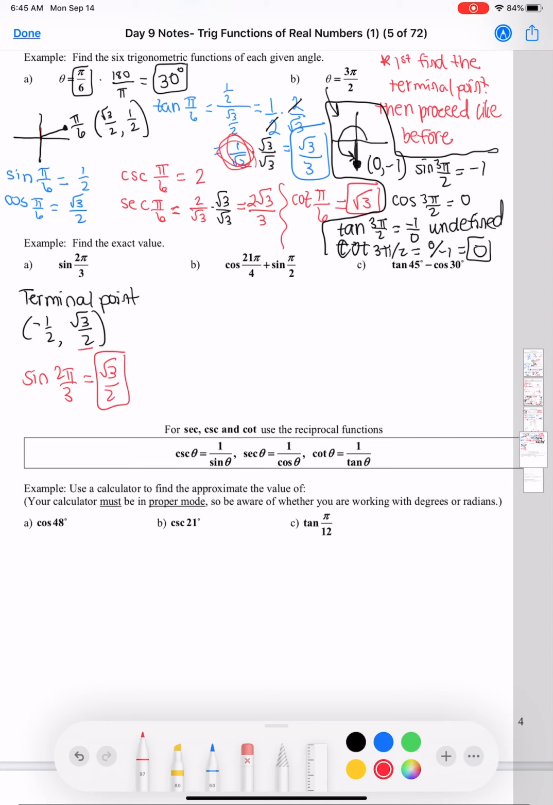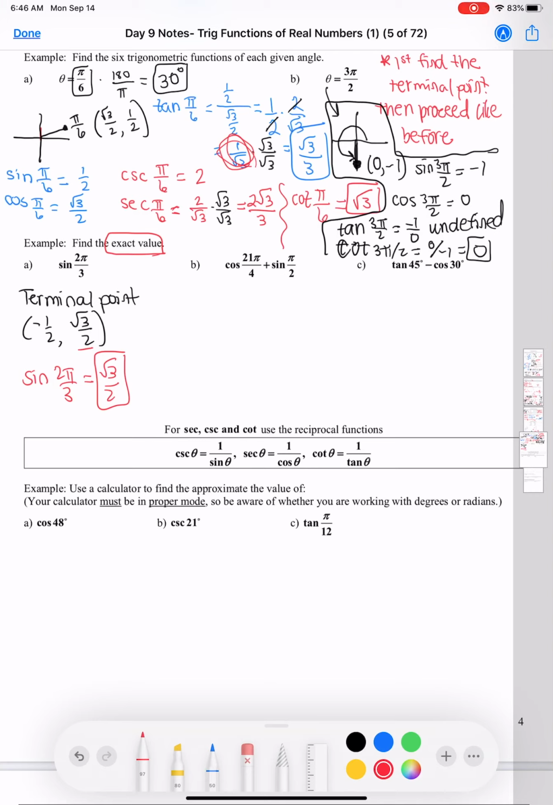Okay, now let's go ahead and do, I'm going to do actually part C first. So tangent, actually, no, it's fine. I'll do part B first. So cosine of 21π/4 plus sine of π/2. So we want to find the exact values, okay? When you see exact value, you want to give me a number, not the radian measures, not a degree measure. I don't want to see the trig function, tangent or cotangent written. I just want a number, okay? Just like we did in A, I got the number √3/2.